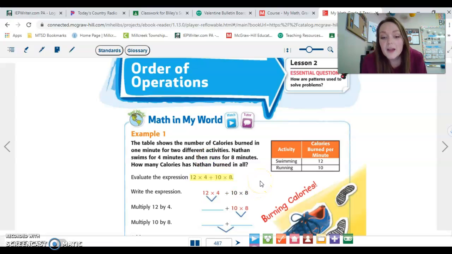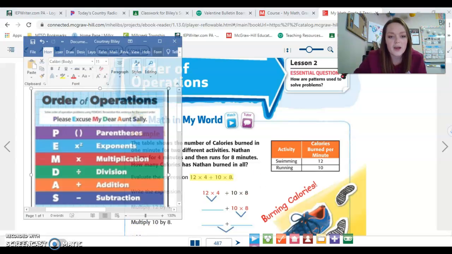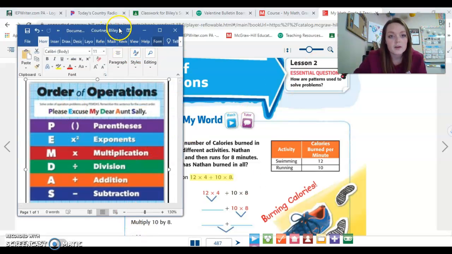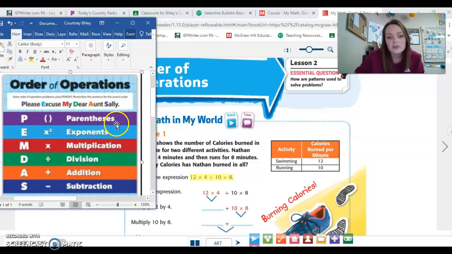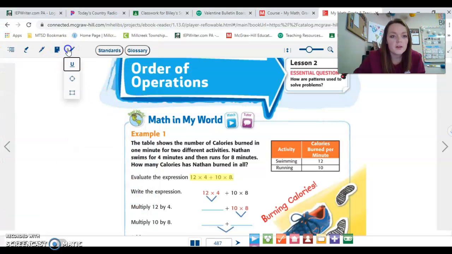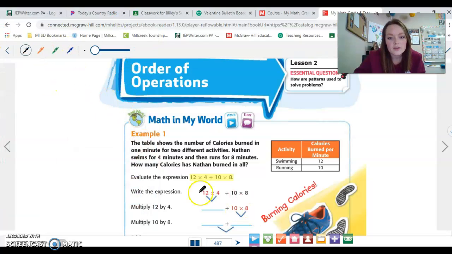12 times 4 plus 10 times 8. So first, if we look back at our, please excuse my dear Aunt Sally, we do not have parentheses, we do not have exponents, but we do have multiplication. So first we are going to multiply 12 times 4. 12 times 4 is, of course, 48. So we're going to write 48.